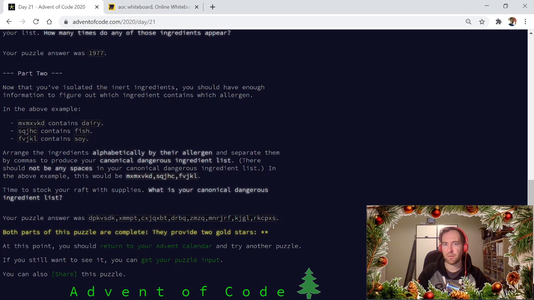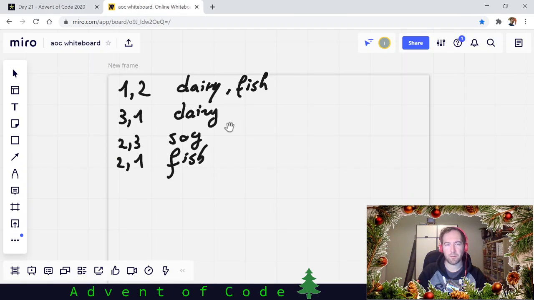Maybe it's easier if I draw something. There we go. This is the small example, and it's good enough to explain the general strategy. I just replaced the garbled words in a different language, sorry, with numbers. So this is the first ingredient list: it contains ingredients 1 and 2, and it contains the allergens dairy and fish.